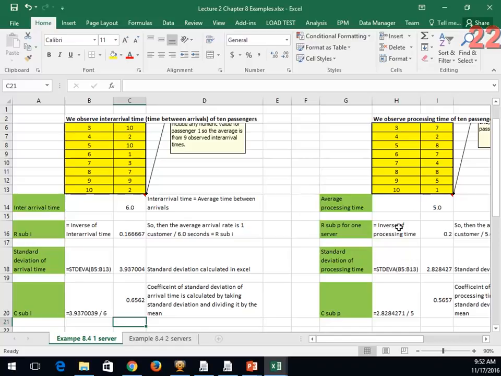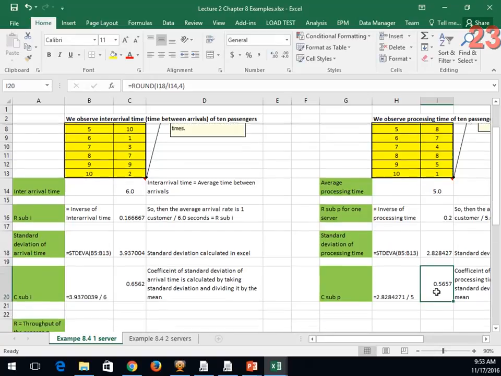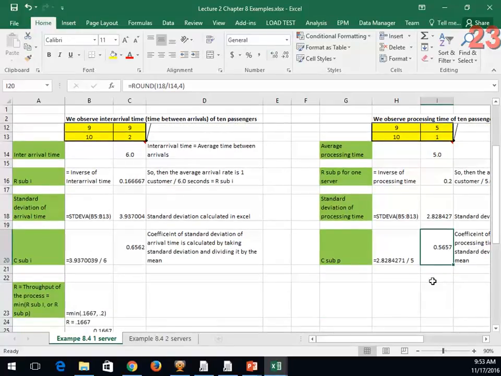But again, I'm going to calculate my average processing time. I'm then going to calculate the inverse of that, which gives me my processing rate. Right? I can calculate my standard deviation given that data using Excel. Then I can get my coefficient of processing, right?